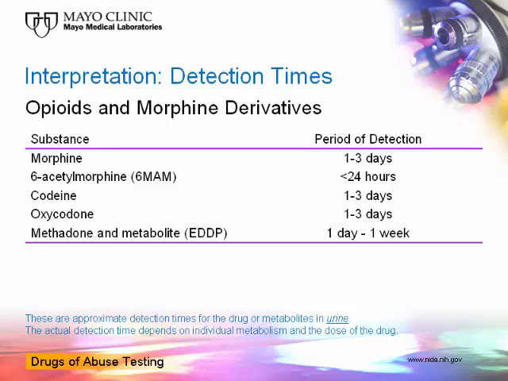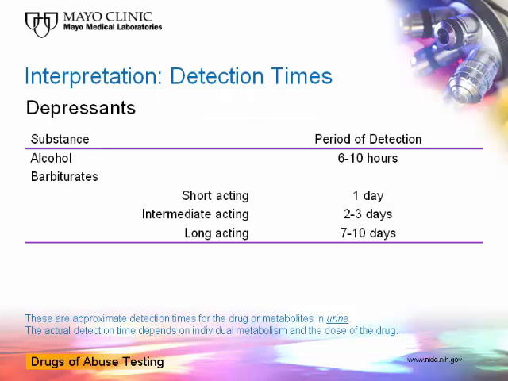And that also applies to a lot of the other opiates, including hydrocodone and hydromorphone. Methadone and its metabolite, EDDP, we can see from 1 day to 1 week. Now that sounds like a very long window of time, but it's basically because the metabolic half-life of that drug is extremely variable from individual to individual, so it's very difficult to predict.